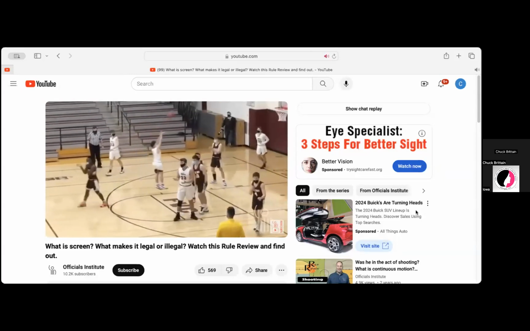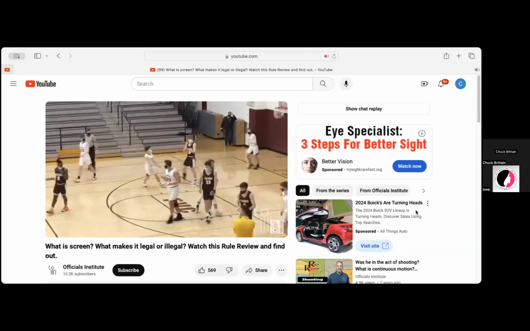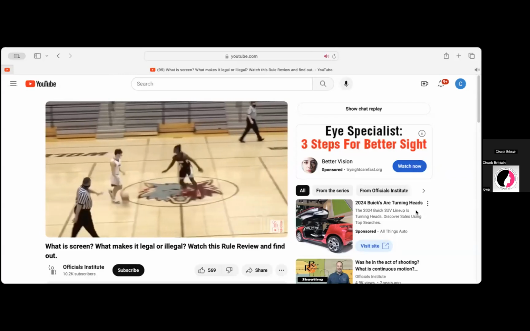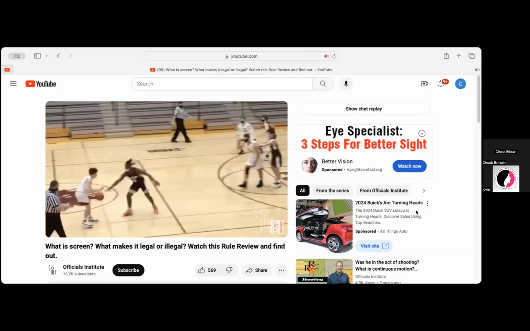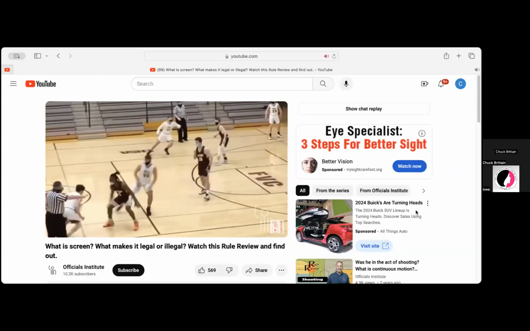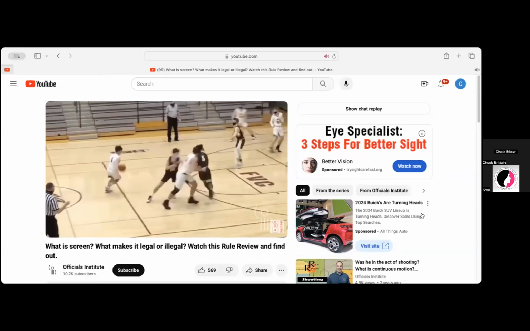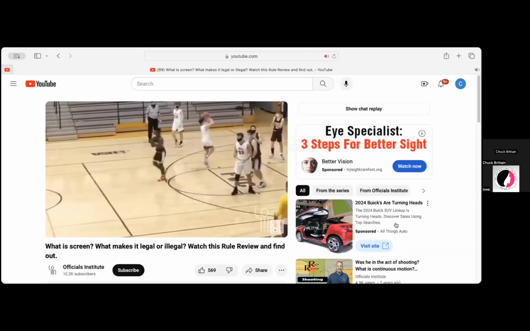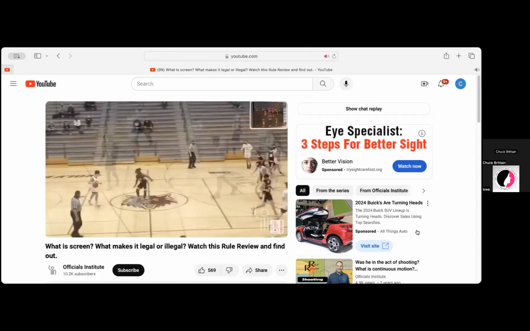Remember, the definition of a screen as written in 4.40.1 says a screen is legal action by a player who, while touching the playing court without causing contact, delays or prevents an opponent from reaching a desired position. Just because this player was moving while trying to screen his opponent, even if the player's intent is to create contact, unless contact actually occurs, it is not illegal. This play should have been ruled legal.